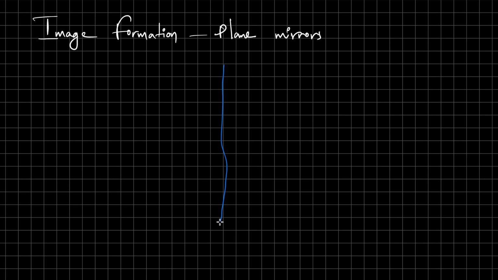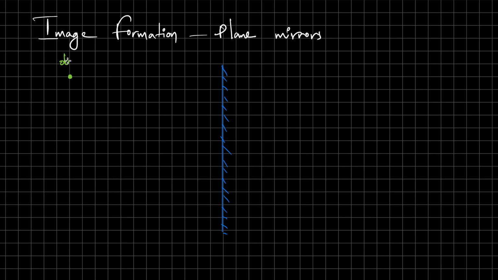In this video, I'm going to talk about image formation by plane mirrors. So that's a mirror. One side is polished. Consider an object. For simplicity, we're going to use a point object, but you can apply it to any shapes. So that's our object.